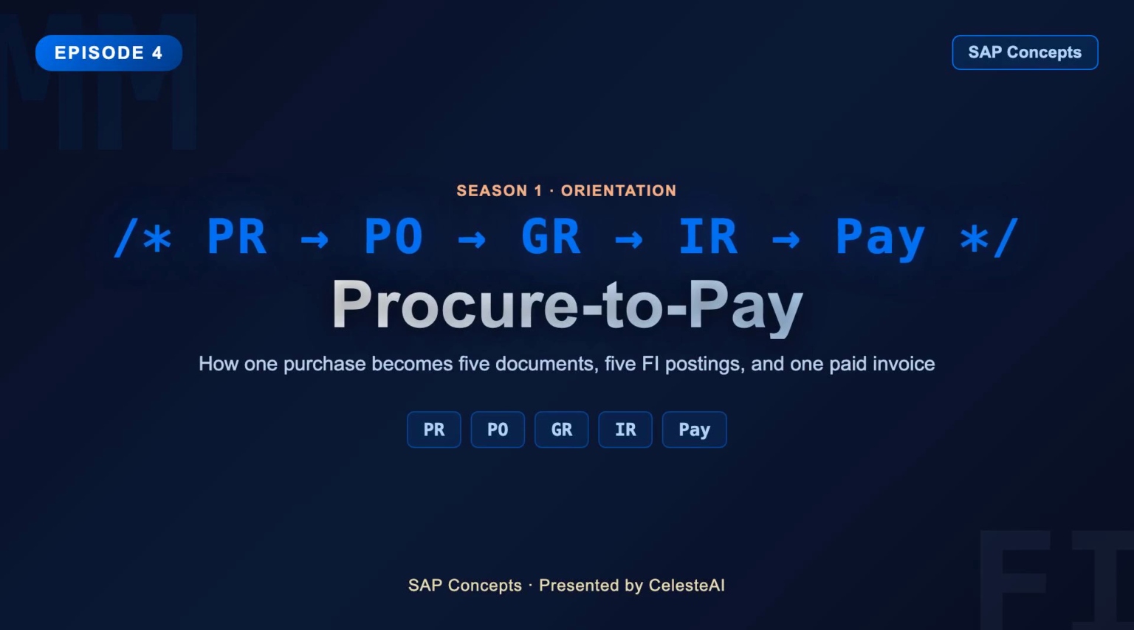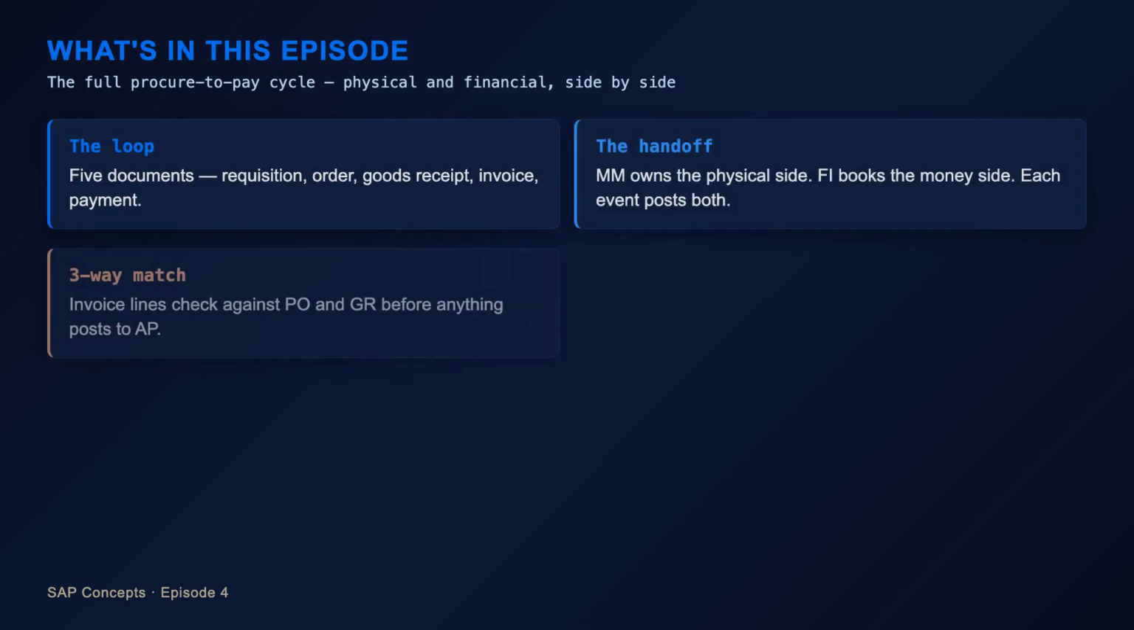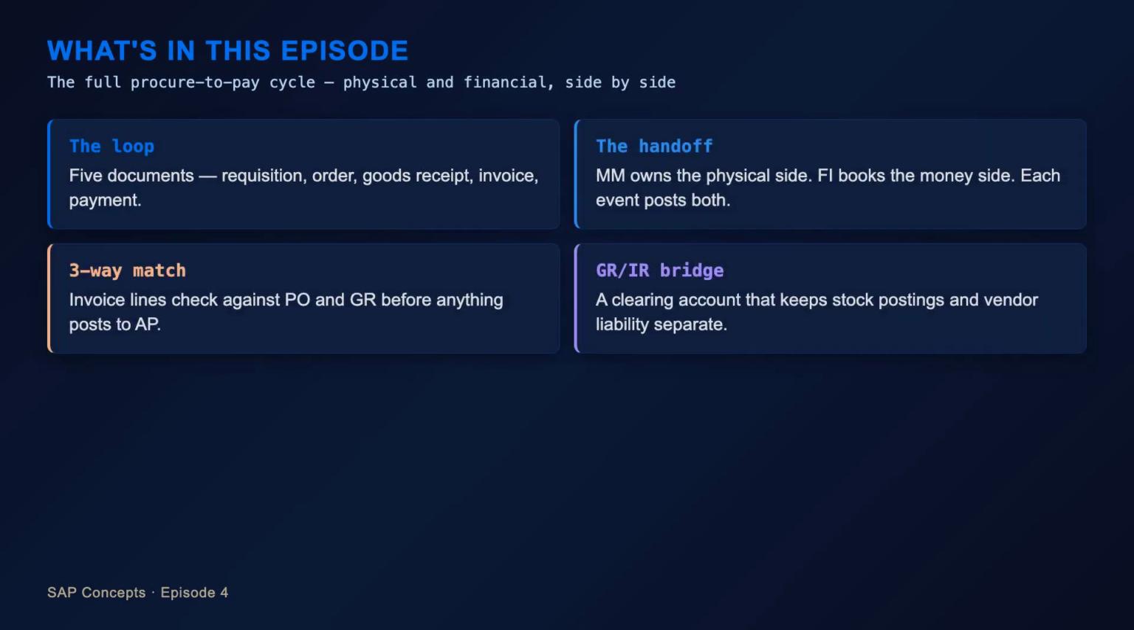Procure-to-Pay, how one purchase becomes 5 documents, 5 FI postings, and 1 paid invoice. 4 ideas. The loop of 5 documents, the handoff to FI, the 3-way match, and the GRIR bridge. Get these, and every procurement conversation in SAP makes sense.